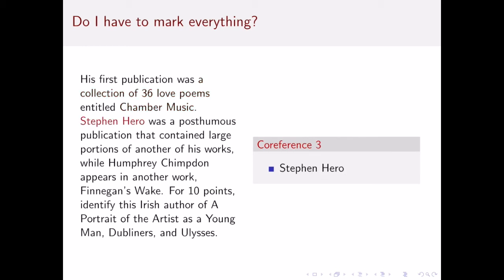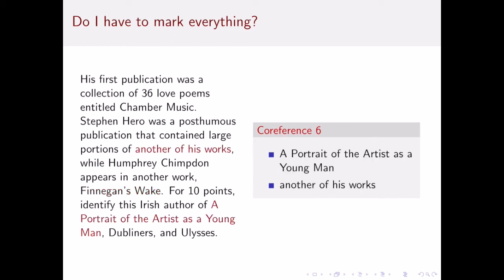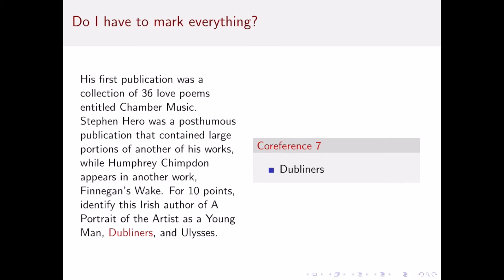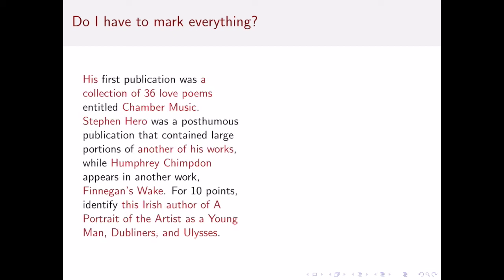The third coreference group is a work, Stephen Hero, that is only mentioned once. The fourth coreference group is a character, Humphrey Chimpton, who likewise only appears once. The fifth coreference group is a work, Finnegan's Wake, which again only appears once. The sixth coreference group appears twice and refers to A Portrait of the Artist as a Young Man. And the final coreference group mentions Dubliners and Ulysses. After you've annotated all of the coreferences, you'll have highlighted much of the question. But this is the information that a computer needs to be able to process Quiz Bowl questions on its own.